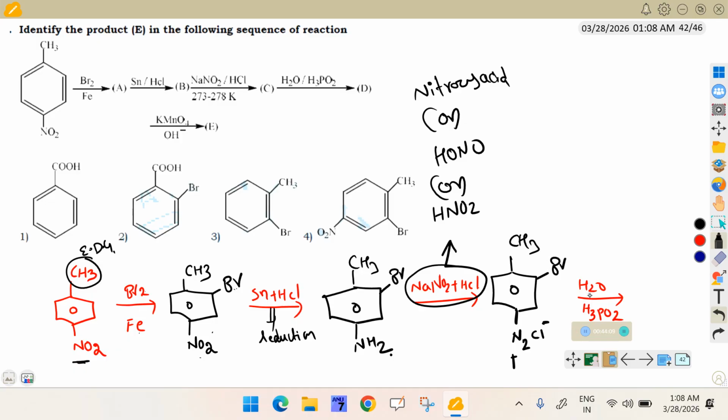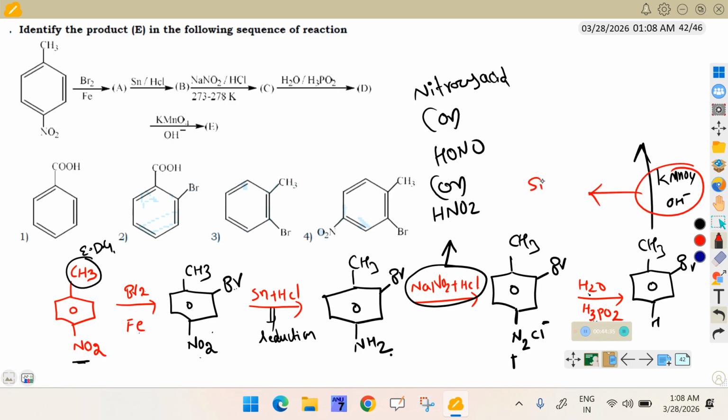Reacts with water in the presence of acid. So N2Cl, the diazo group is replaced by hydrogen atom. CH3 Br. This is the final product. The CH3 Br reacts with KMnO4 OH minus. Which process takes place? Side chain oxidation process takes place, irrespective of carbon chain length. CH3 group is converted to COOH group, Br. So second option is correct option.